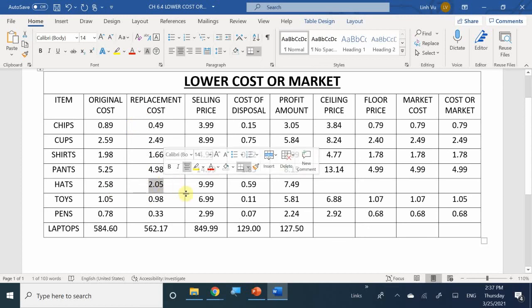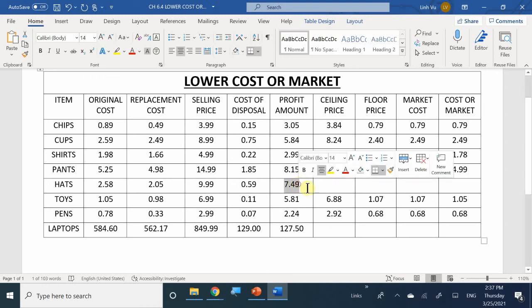I sell my hats at $9.99. It would cost me 59 cents to either buy more of that same exact hat or to dispose of it. That's what cost of disposal is. It's going to cost me money. And I calculated my profit: I want $7.49 out of it. So let's take one step at a time. What's my ceiling price going to be?